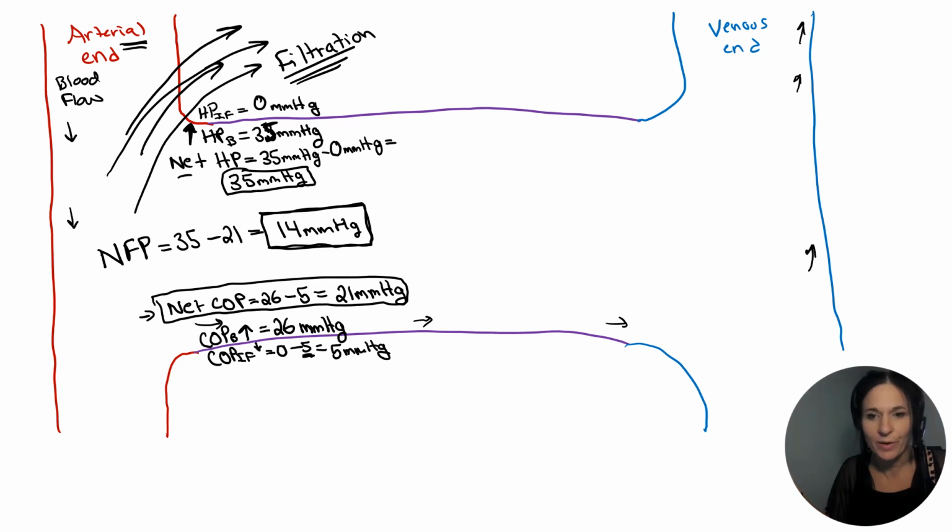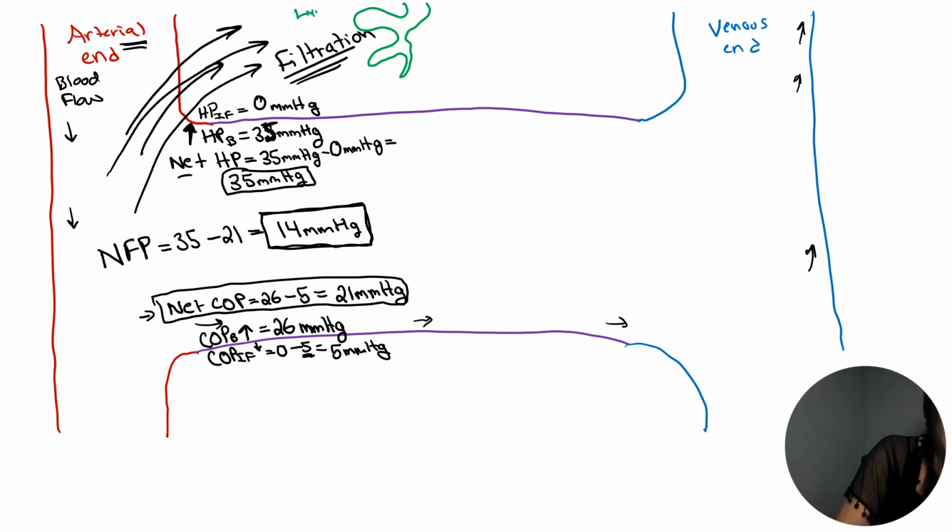Where does that fluid go? Well, it's either going to be pulled back in, or we have a lymphatic vessel. It doesn't look like one, but these are structures of our lymphatic system that pick up that fluid, scan it, and return it to the blood, return it into circulation. All right, so now let's move over to the venous end.